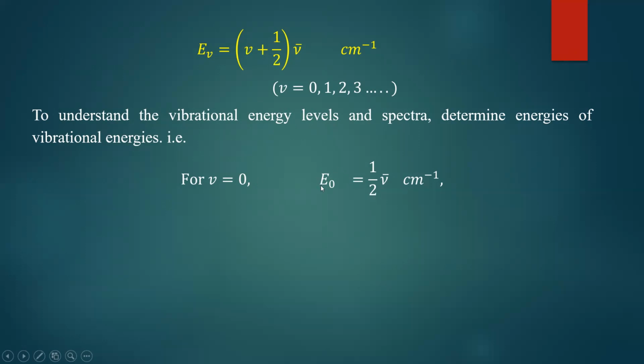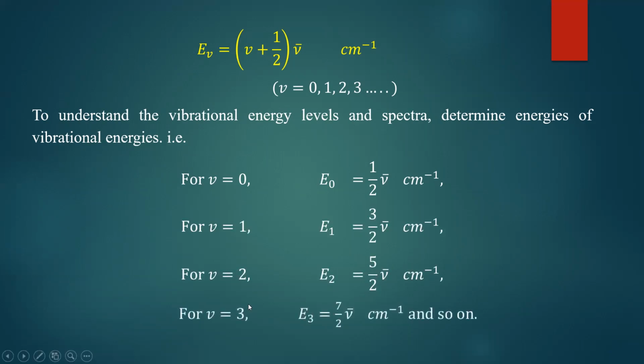Put v is equal to 0 here, you will get v plus half, that is half into nu bar. So the ground state energy, the lowest state energy, is equal to half nu bar centimeter inverse. For v equal to 1, the next possible value of the vibrational quantum number, E_1, the first excited state, is equal to 3 by 2 nu bar. So 1 plus half is 3 by 2, 3 by 2 nu bar centimeter inverse. For v equal to 2, you get E_2 is equal to 5 by 2 nu bar centimeter inverse. For v equal to 3, you will get E_3 is equal to 7 by 2 nu bar centimeter inverse, and so on.